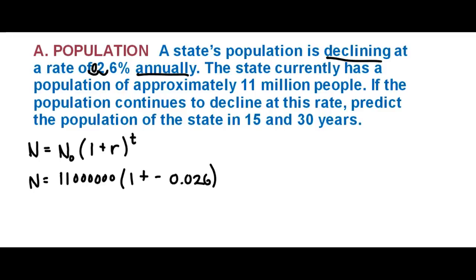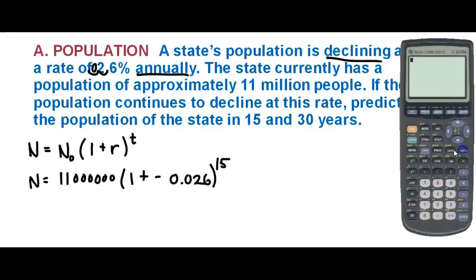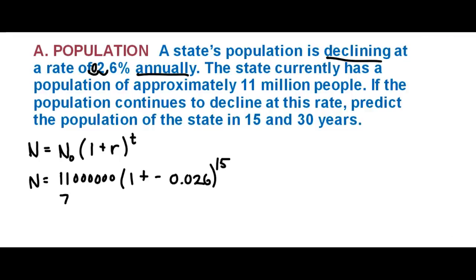And first, let's try 15. So we'll throw that into the calculator. 11 million times 1 minus 0.026, and close the parentheses. That needs to go to the 15th power. I get about 7.4 million, we'll say. I'm rounding, of course, but that's after 15 years.